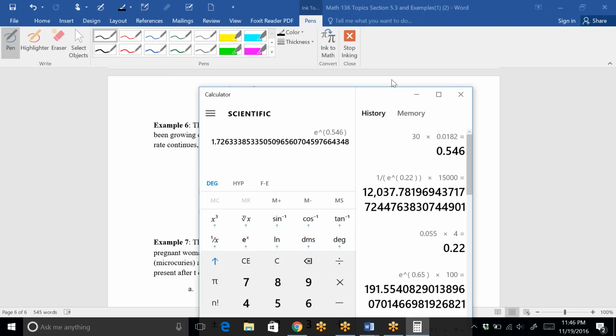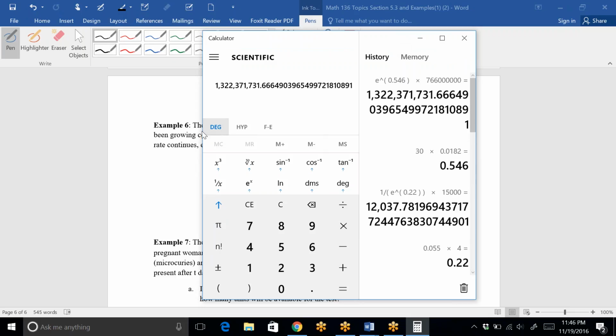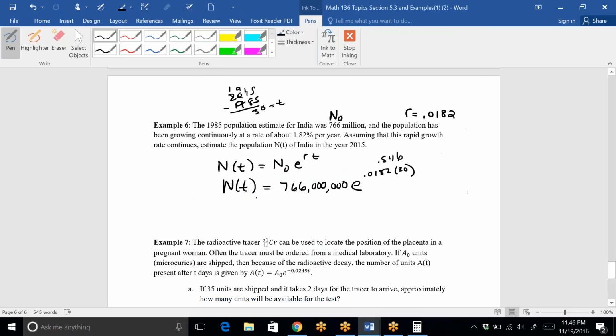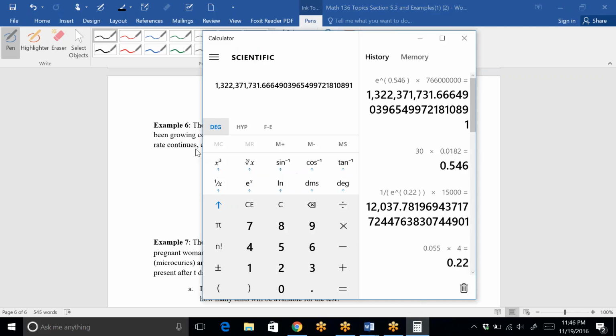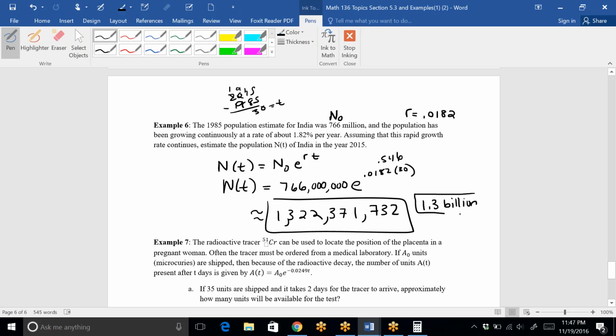546 e power times the 766, and then it's millions. So we need six zeros behind that. And that gives us 1,322,371,731. Okay, so let me write this down. And we could round up, so we could say 732. So this looks like we have an estimate of about 1.3 billion if the rate continued.